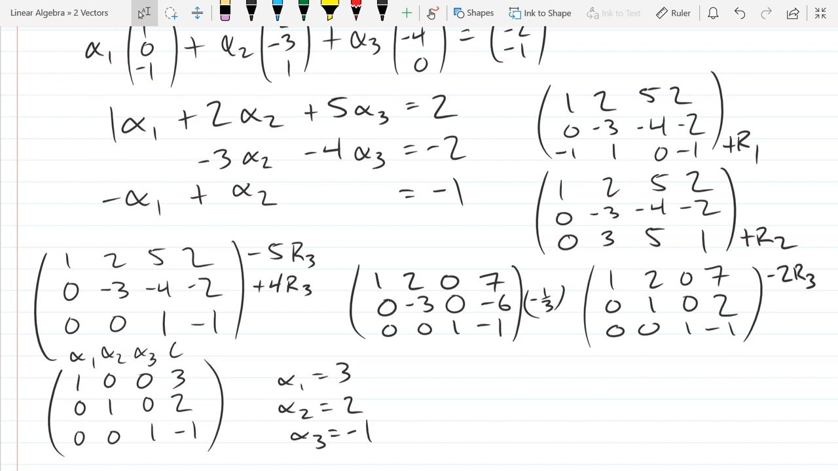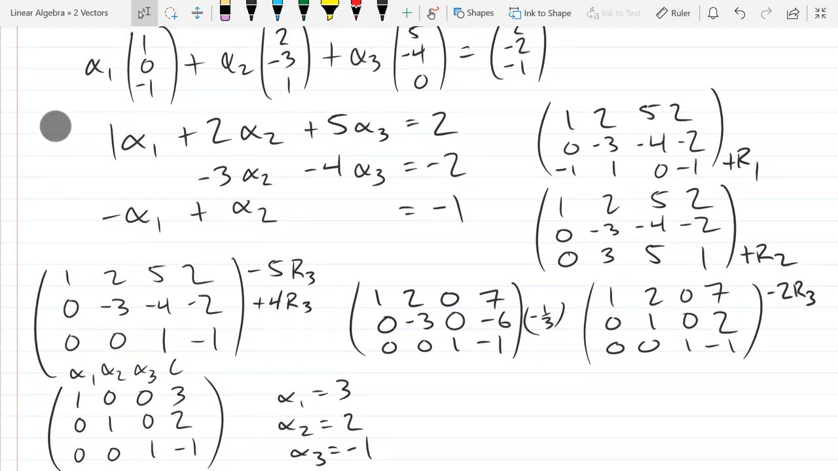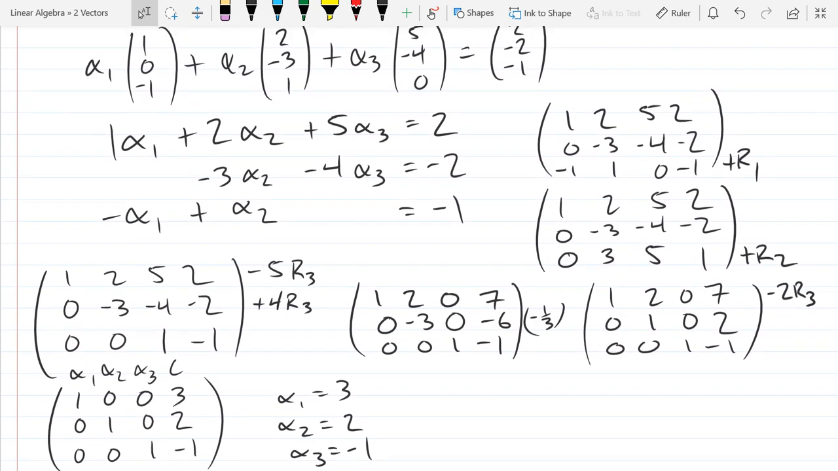So you should have 3, 2, negative 1. Any questions on those numbers? And how do we check? We plug it into the sum, well, in this case, plugging into a system.